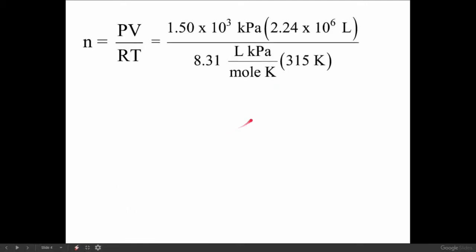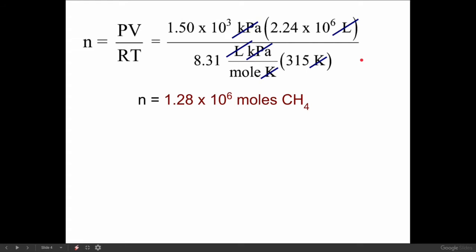Now we plug in our variables or our knowns. 1.5 times 10 to the 3rd kilopascals, the 2.24 times 10 to the 6 liters. And notice how I did R. I wrote R as liter kilopascal per mole Kelvin, kept it like this, and I took the converted temperature to the 315 Kelvin. And now I can start removing my units, canceling to make sure I'm okay. Kelvins will cancel. The mole here is going to reciprocal up. And that means we now have our answer in terms of moles, 1.28 times 10 to the 6 moles methane.